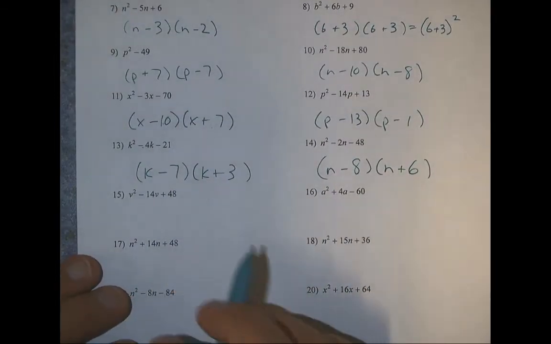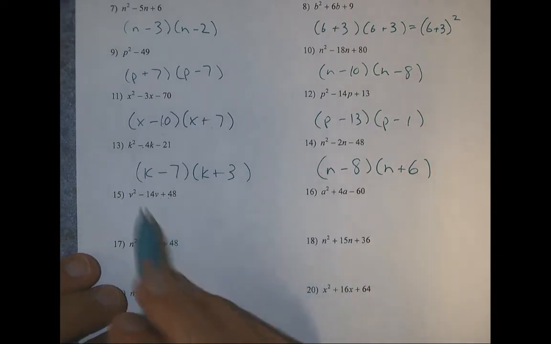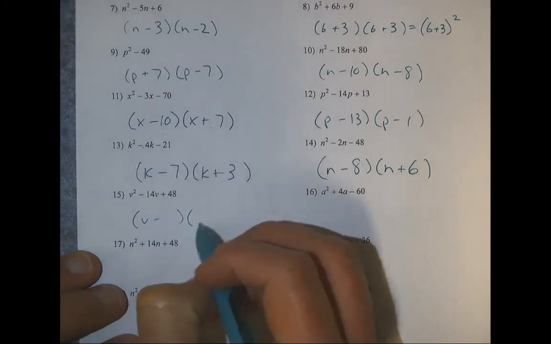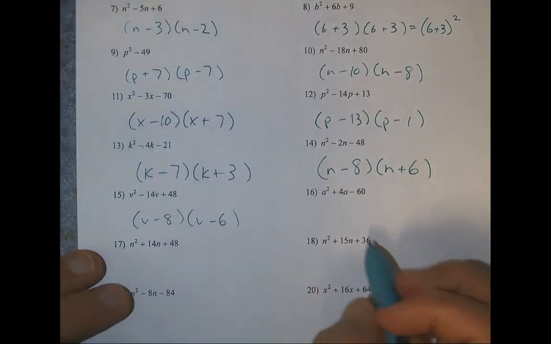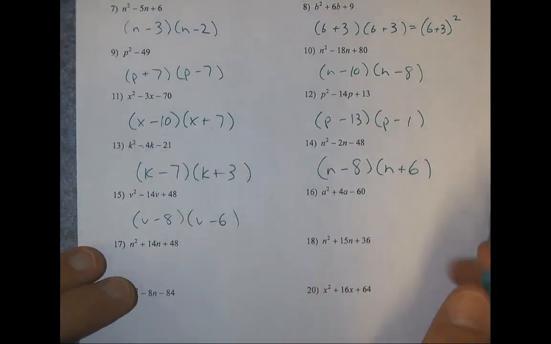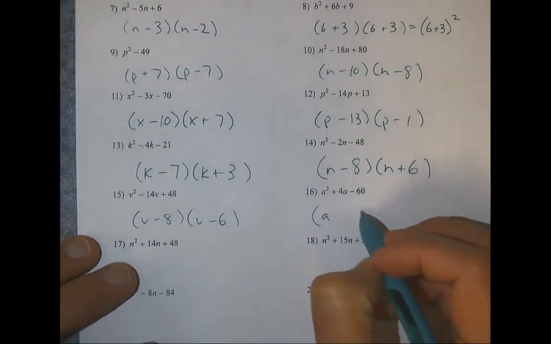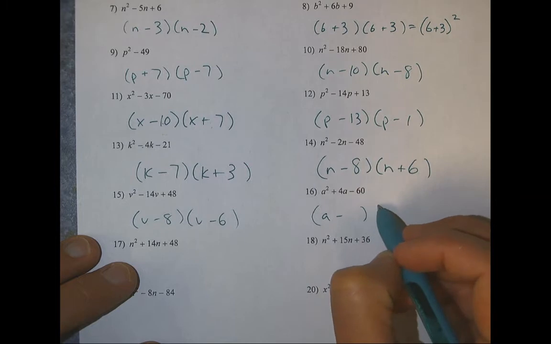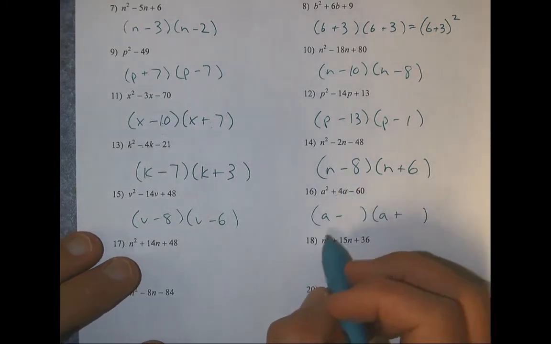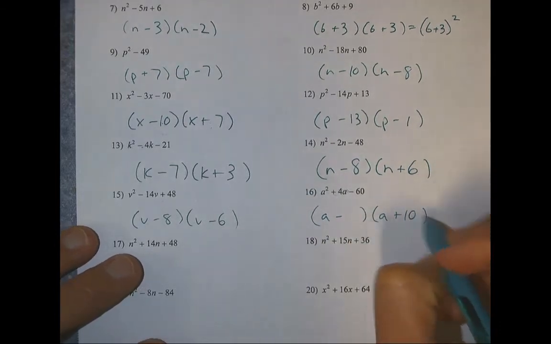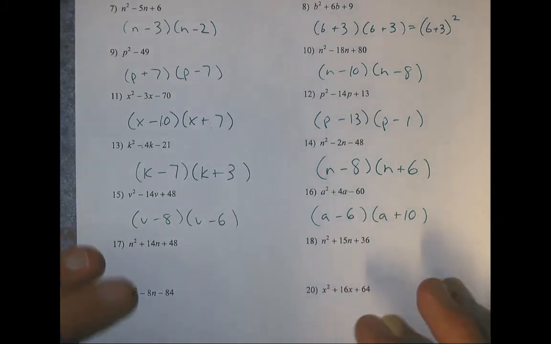48 again. 8 and 6 can make 14, and since they're multiplying to a positive and adding to a negative, I know they're both negative. So 8 and 6, two negatives will add up to the negative 14. 60, I think 10 and 6. I can make a 4 with 10 and 6. They're multiplying to a negative, so one of them's positive. And since they add up to a positive, I'm going to put the bigger number with the positives. So positive 10, negative 6, multiply to negative 60, add up to positive 4.